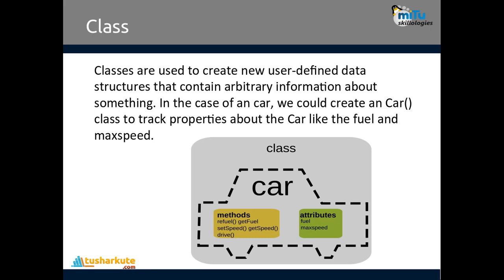Every Java program contains a class, but what do you mean by a class? Classes are called user-defined data types. The programmer creates that. We define how the class should look. It contains arbitrary information about something. In the case of a car, if I create a class car like this, it contains two things.